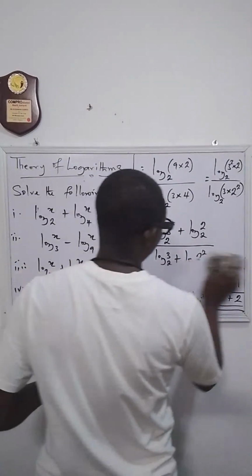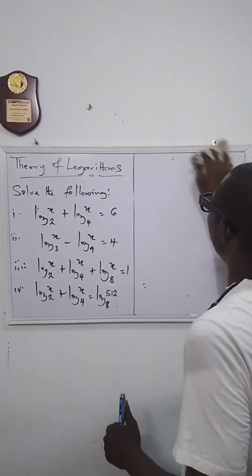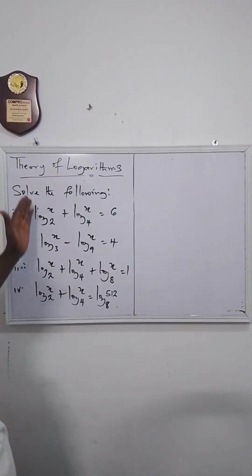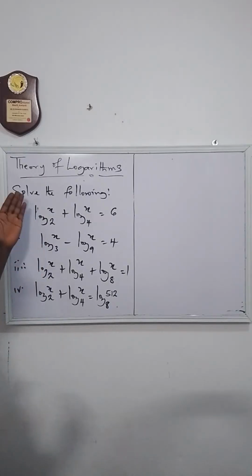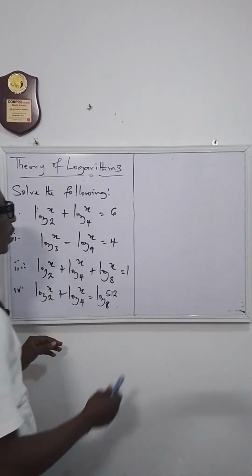Now let's look at the following questions. Just like I've rightly said, these are logarithmic equations. So far, we have been looking at logarithmic expressions. Now here we have logarithmic equations, so we have to look for the unknown, x, in this set of equations. So now let's start with the first one.